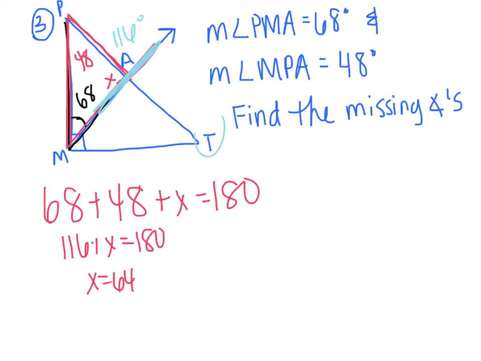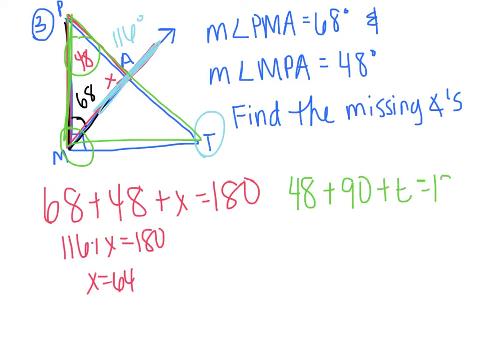So in order to find T, we can look at our bigger triangle right here and say this is 48. This is a square, so it's 90. So 48 plus 90 plus T equals 180. 48 plus 90 is 138. 180 minus 138, T is 42 degrees.